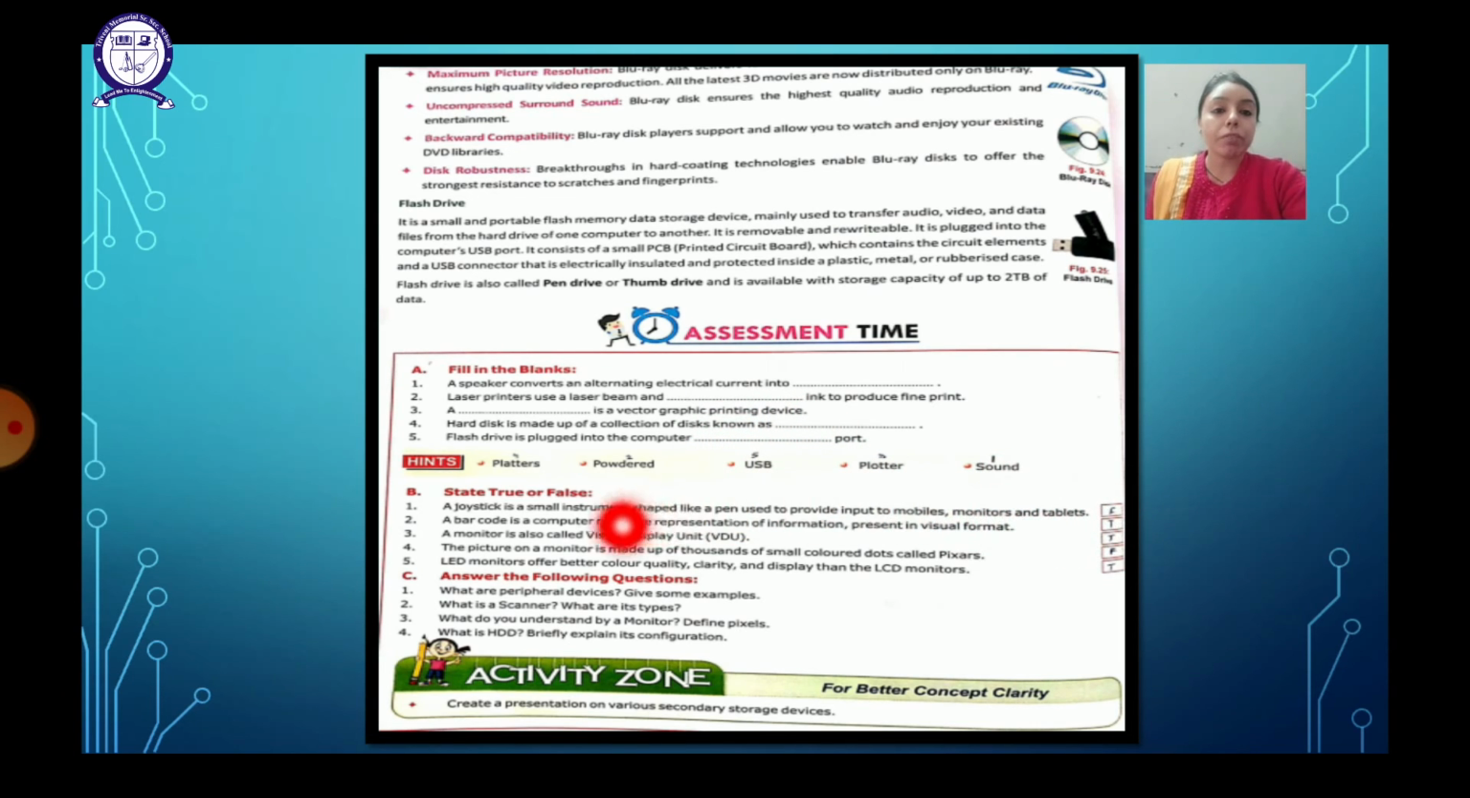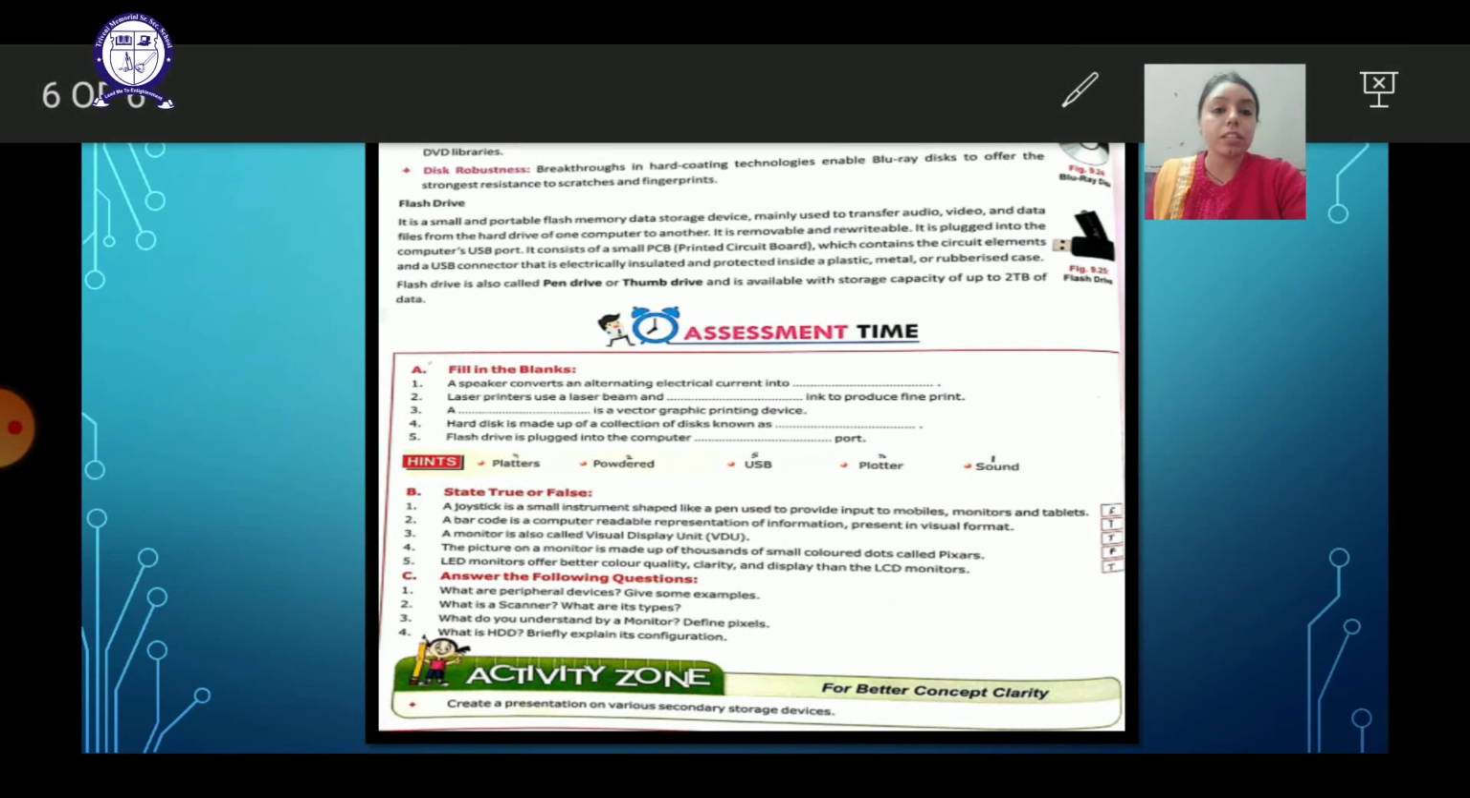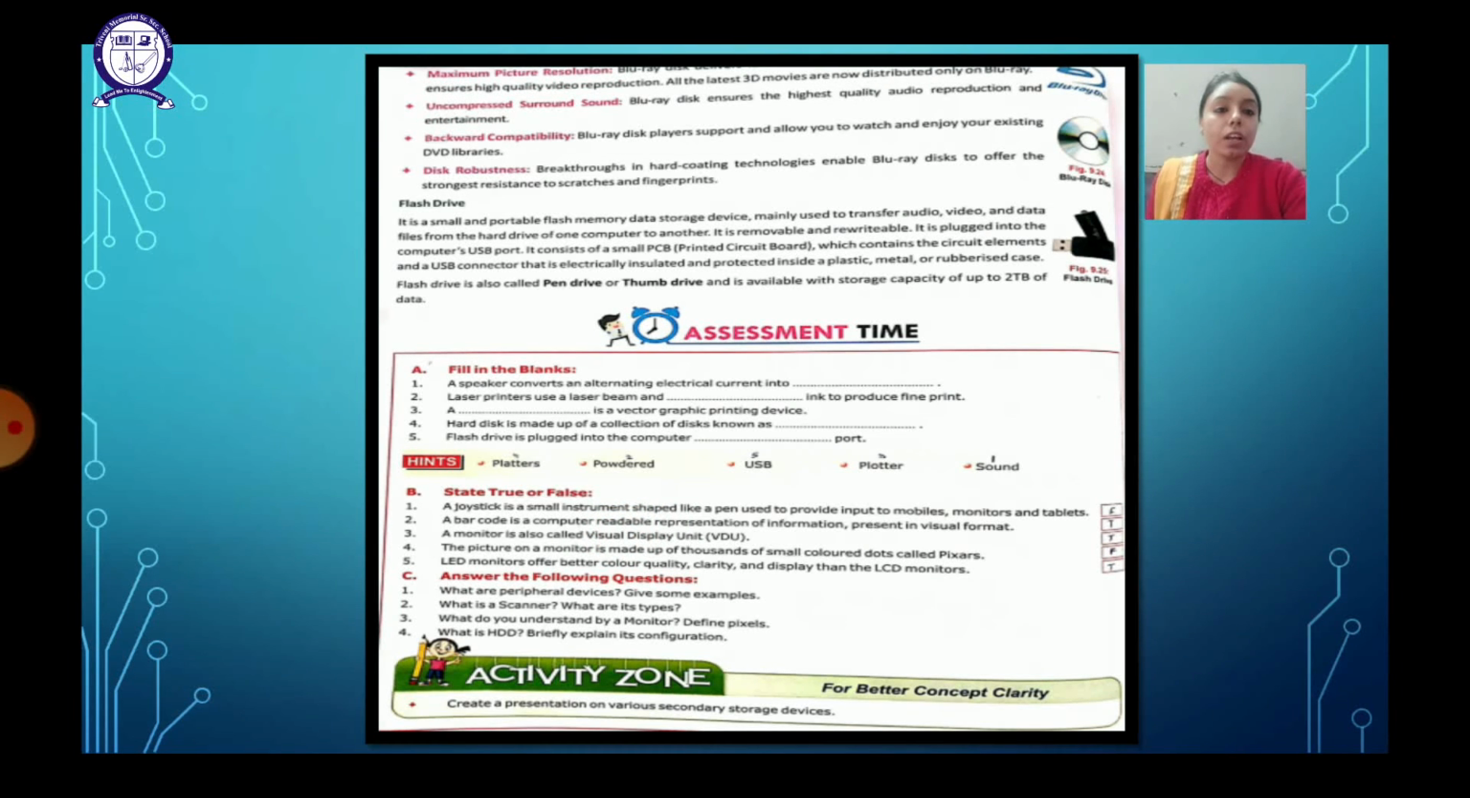Then we have true or false. The first question says a joystick is a small instrument shaped like a pen used to provide input to mobiles, monitors and tablets. Though it is used to provide input, it is not shaped like a pen. The pen shape is the stylus, so this is false. Second is a barcode is a computer readable representation of information present in visual format. Yes, in barcode black thin and thick lines are there. This is true.